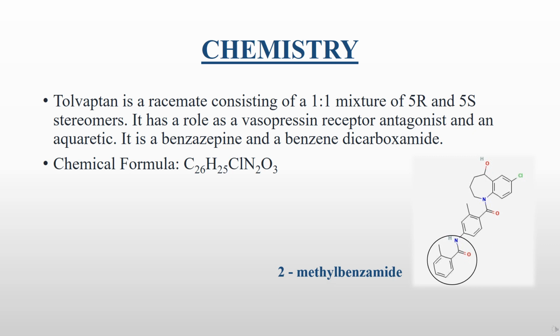Let's look at the chemical structure of tolvaptan. It is a racemate consisting of a 1-to-1 mixture of 5R and 5S stereoisomers. It has groups of benzazepine and benzene dicarboxamide, as we can see here, and also has a toluene group. The chemical formula is C26H25ClN2O3.